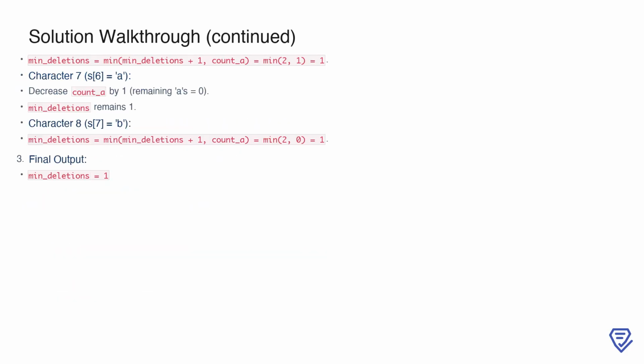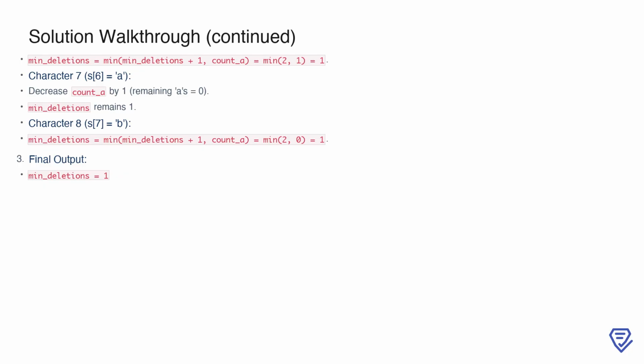Continuing with the string, the fifth and sixth characters are both B. For each of these B's, we calculate min(min_deletions + 1, count_A), which remains 1 because it's still better to keep the B's rather than delete A's. When we reach the seventh character, an A, we reduce count_A to 0, as we've now processed all the A's in the string. At this point, min_deletions stays the same at 1 because the A doesn't require any additional deletions.